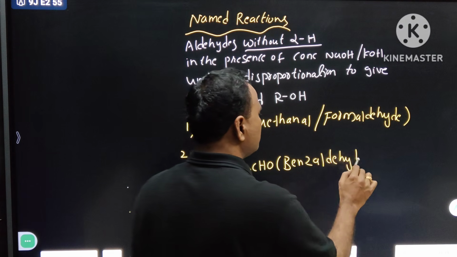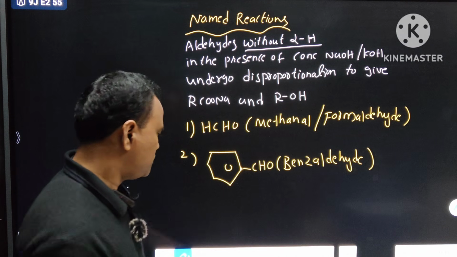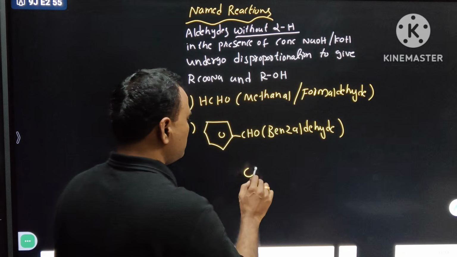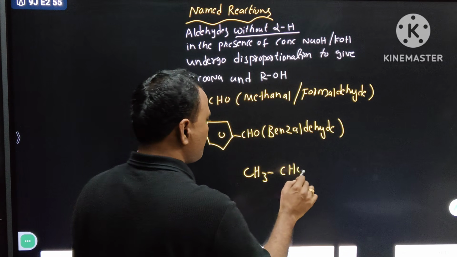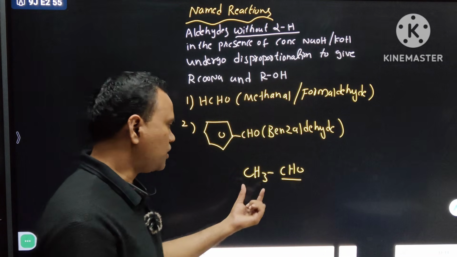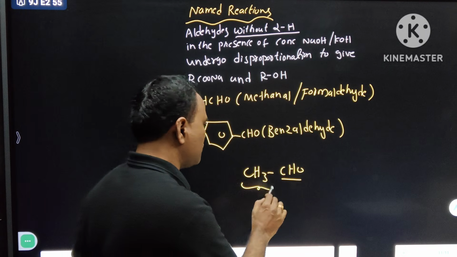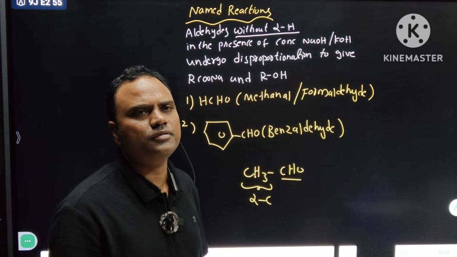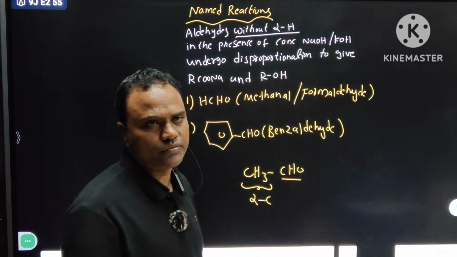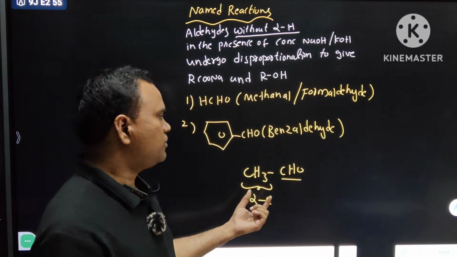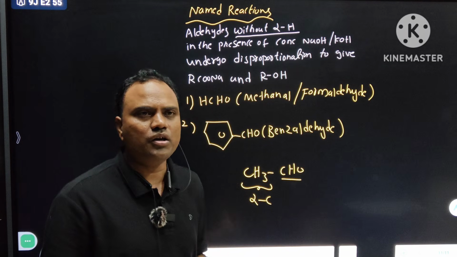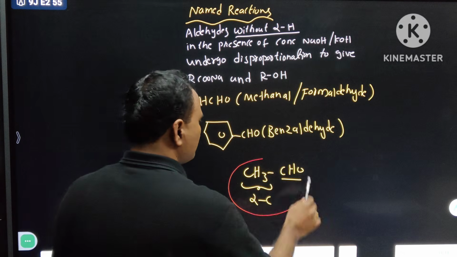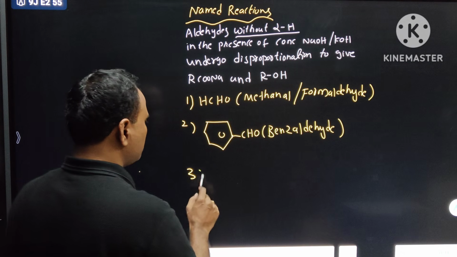Let me give you a small example to identify alpha hydrogen. I am taking acetaldehyde. This is the functional group. The carbon next to the functional group is called the alpha carbon, and the hydrogen present on that carbon is called alpha hydrogen. But for the Cannizzaro reaction, we need aldehydes without alpha hydrogen. That is the condition.